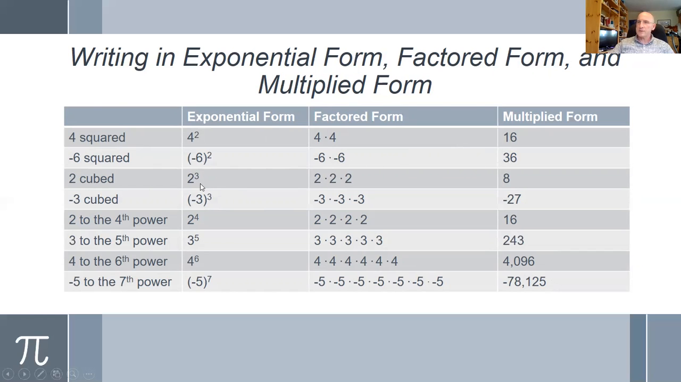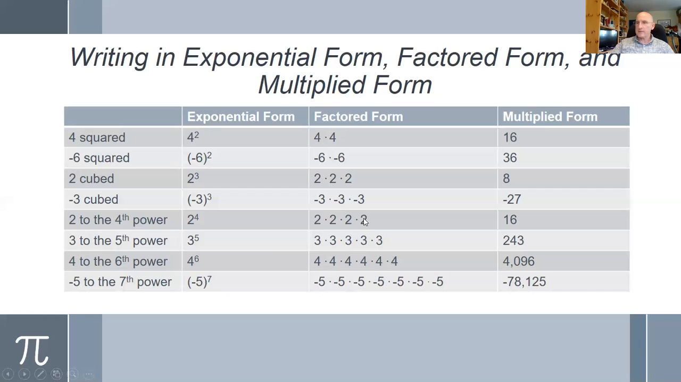Then 2 cubed. Cubed means to the third. If you think of a cube, you've got a top, a bottom, and a height, so it's kind of 3 sides. So 2 cubed is 2 times 2 times 2, or in multiplied form is 8. Minus 3 to the third, or minus 3 cubed, is minus 3 times minus 3 times minus 3, which equals minus 27. And then 2 to the fourth power, so we have the 2 to the 4, and you can see what's happening here.